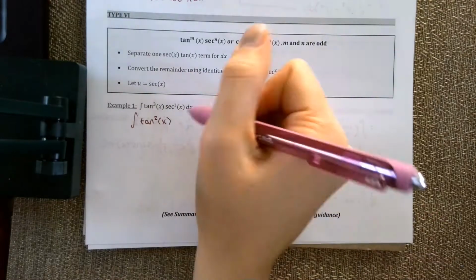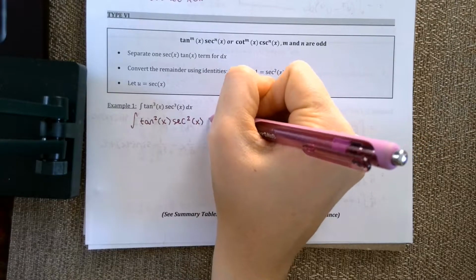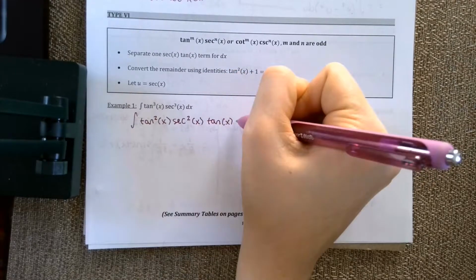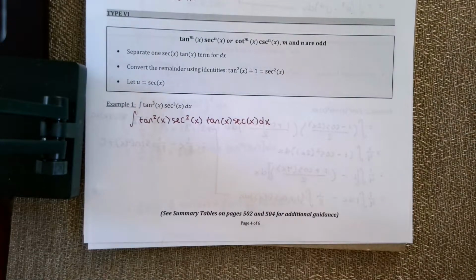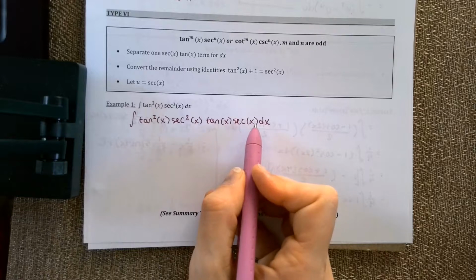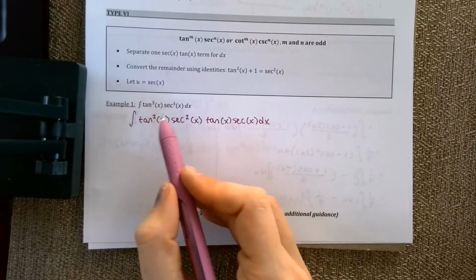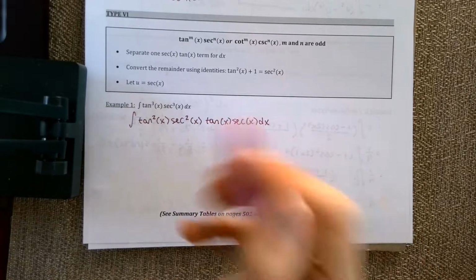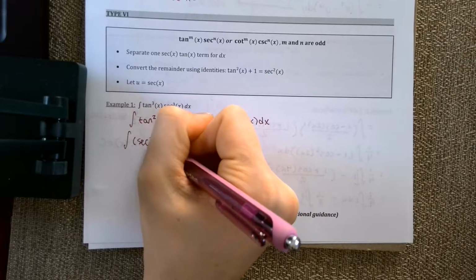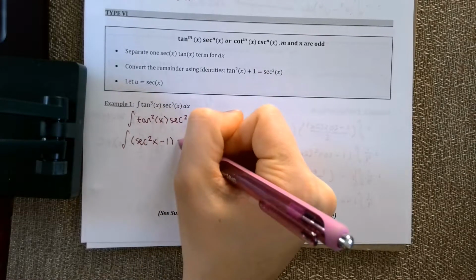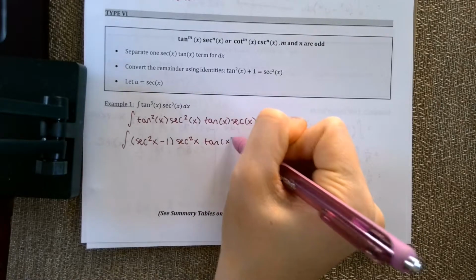So I've got tangent squared, secant squared, and then I pulled out one from each: tangent x, secant x. This right here is the derivative of secant of x. So I'm going to do a u sub with secant, which means everything needs to be in terms of secant. So I'll have the integral of secant squared x minus 1, secant squared x, and then tangent x, secant x.